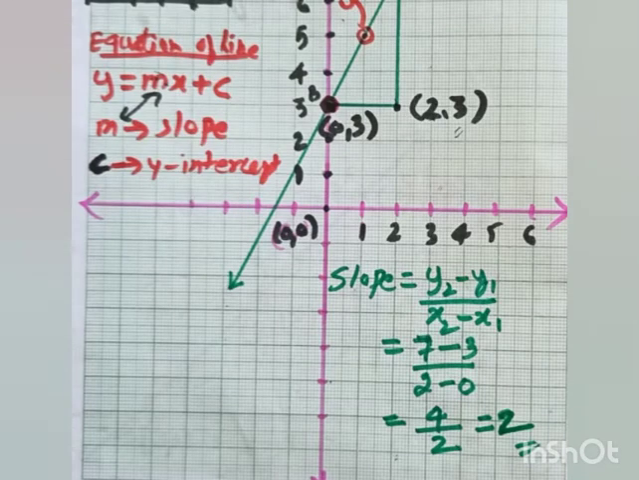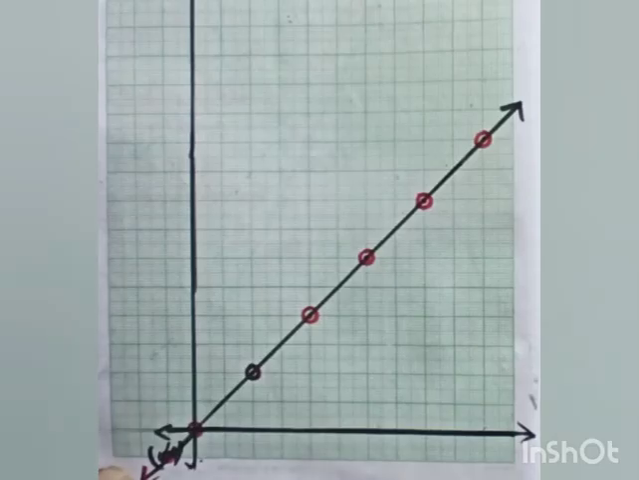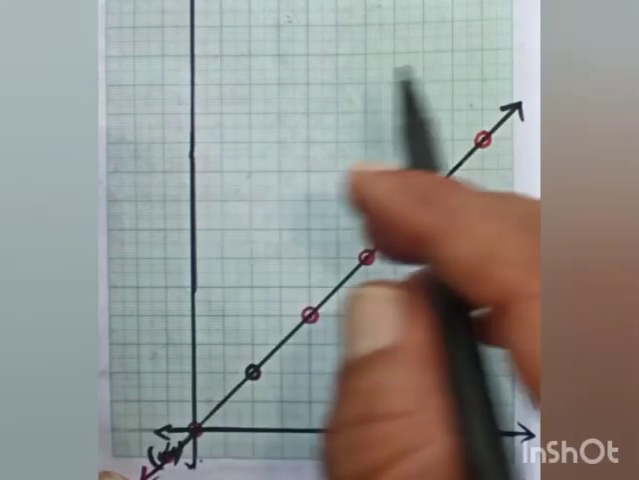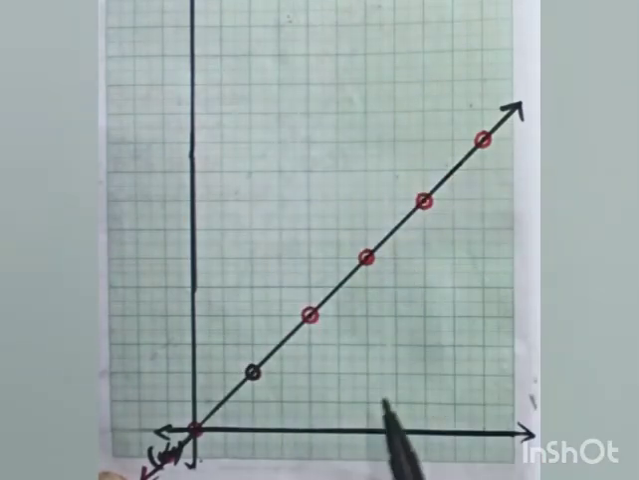I will try to find one more slope. Well, let's try to find the slope of this given line. No equation is present here. It's just a randomly drawn graph, and you have been asked to find the slope of this given straight line.